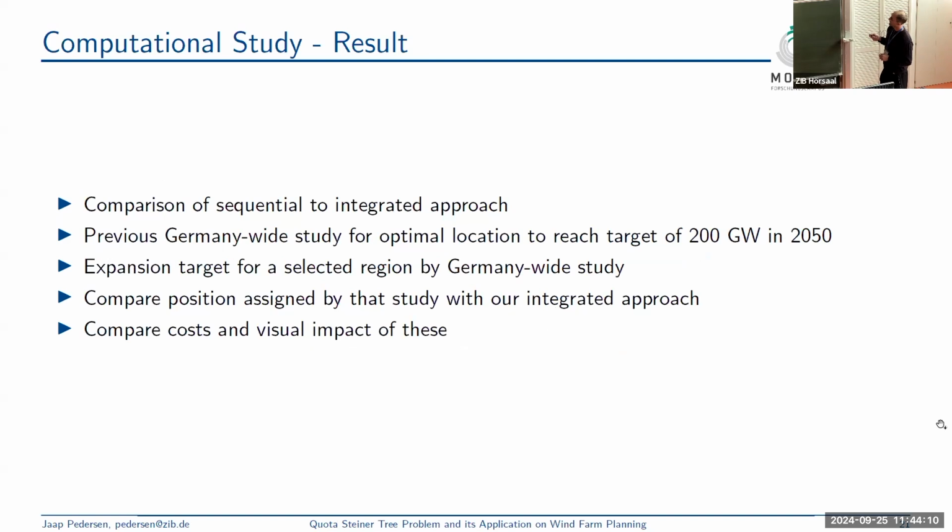Then finally, we compared our integrated approach to a sequential one. We used the results from a previous Germany-wide study of optimal location to reach a target for 2050. And then we looked at this for the selected region and compared the position assigned by that study with our integrated approach. So we say, okay, for the region, the study assigned so many gigawatts of wind power in that area. Maybe you can improve this by fulfilling the same quota, but choosing a different position for the turbines.